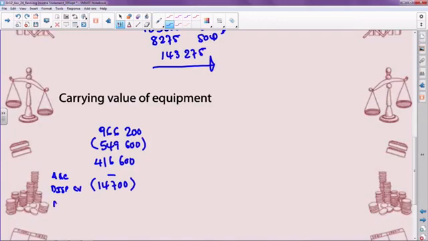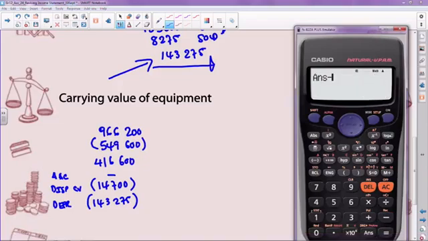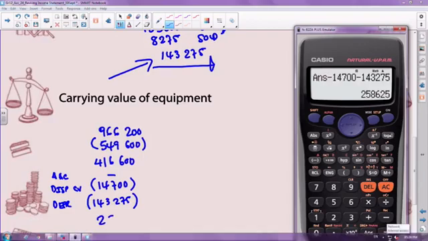And then, what was my depreciation for the year? Recall, we worked it out, didn't we? Here goes. We don't have to look very far. 143,275 was my total depreciation. I can now complete this calculation, and I've got the 416,600 minus 14,700 minus 143,275, and that will give me a figure of 258,625.